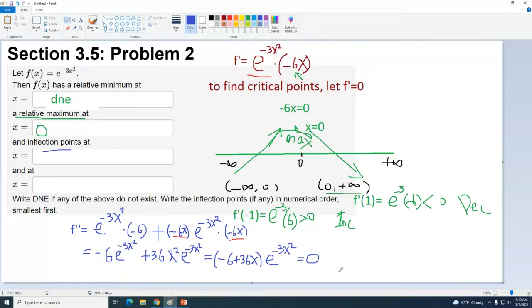We set the derivative equal to 0. Again, we talked about this. If we know this function, it is always positive, so it's impossible to make it 0. So the only part that makes this multiplication equal to 0 is this.